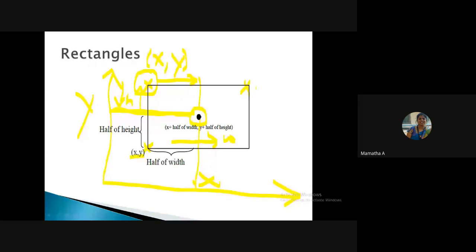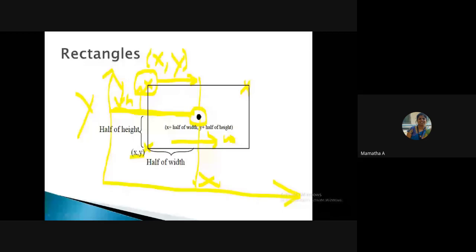This point, what should I give? What should I give if I take this point? X minus half of width and y minus half of height. I think both should be minus, isn't it? Yes or no? X will move towards this side and y will move towards down for the center. Yes. So like this, you can calculate the center point.